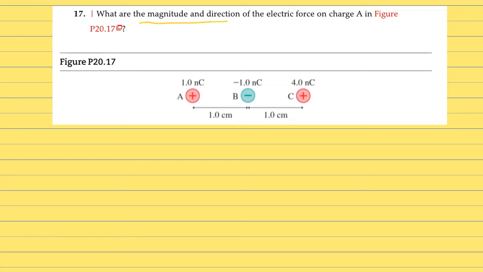All right, what are the magnitude and direction of the electric force on charge A? So this is our particle we need to look at. We know there's a force of B to A, or A to B, however you want to do it. And then there's also a charge of C to A, and then we're going to have to either add or subtract depending on their direction. So let's go yellow as being B to A.